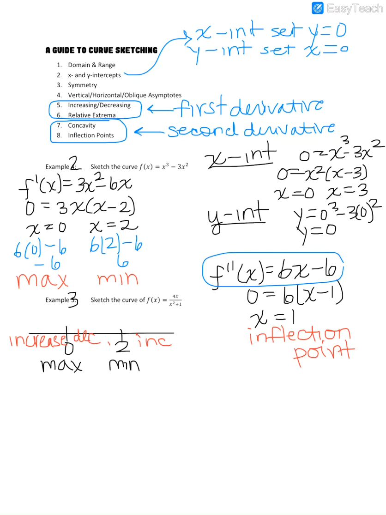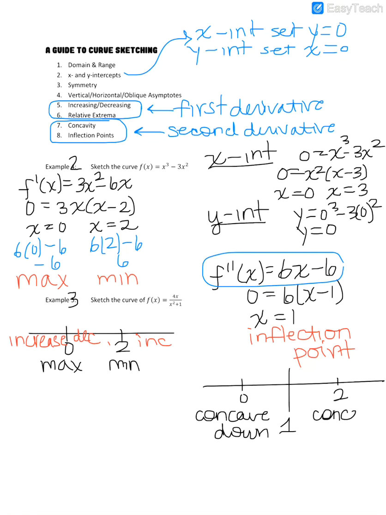So let's just make a quick number line. Here's my point 1. If I am below 1, say at 0, well, I already plugged in 0 over here, right? I got -6. Since it's negative, that's concave down. So I actually already did this part when I was doing my max and my min. Over here, if I were to plug in, say, 2, remember I got 6. That was a positive. That means over here it's concave up.